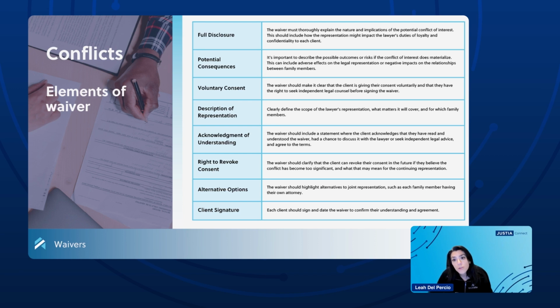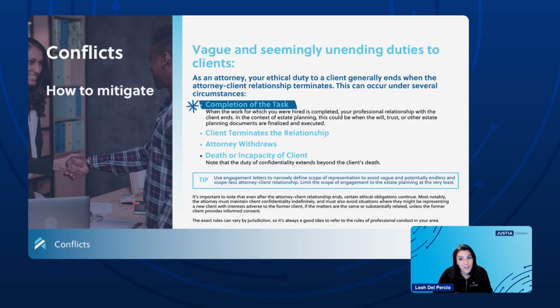It also should highlight alternatives, whether in an attached memorandum that's annexed to the actual waiver or in the waiver itself. It should highlight alternatives to joint representation or the concurrent representation, just so they know, here's your other options. They need to know, because them waiving something because they're not seeing any other options is also a problem. And then they should sign the document. As attorneys, particularly in the estate world, we love getting signatures on things.